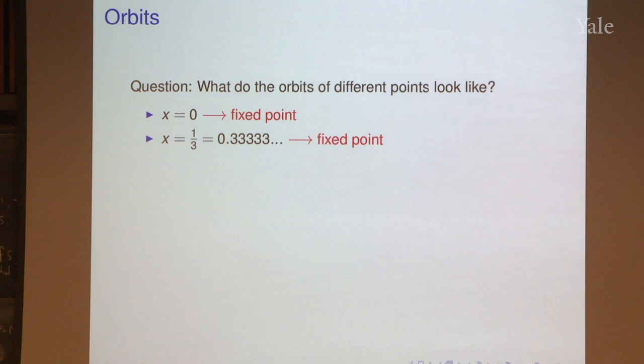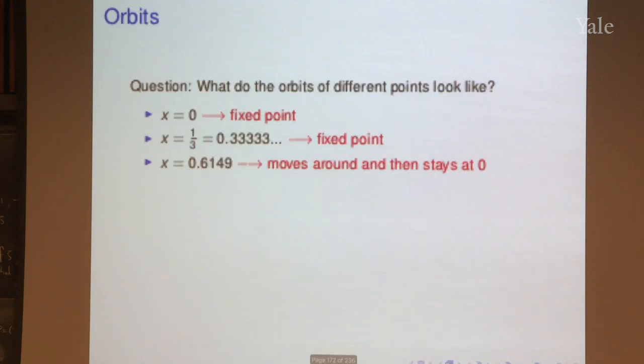Because if I multiply by 10, I get 3.333333. I throw away the 3. I still have 0.333333333 repeating. Oops. This is the example that we just saw. We saw that for a number like this, which terminates, it moves around for a little bit, and then it eventually just ends at 0.